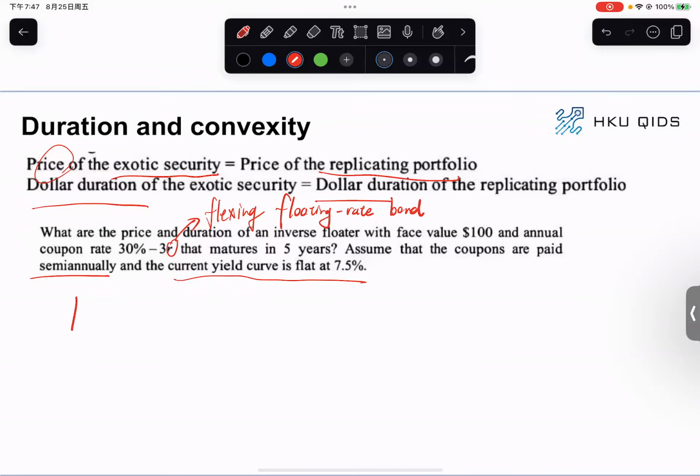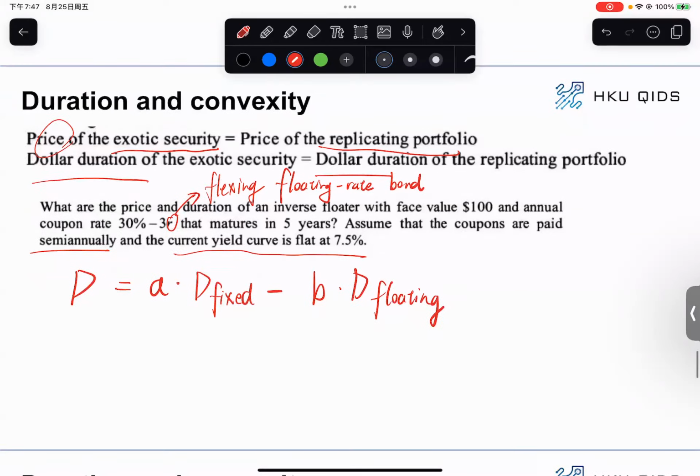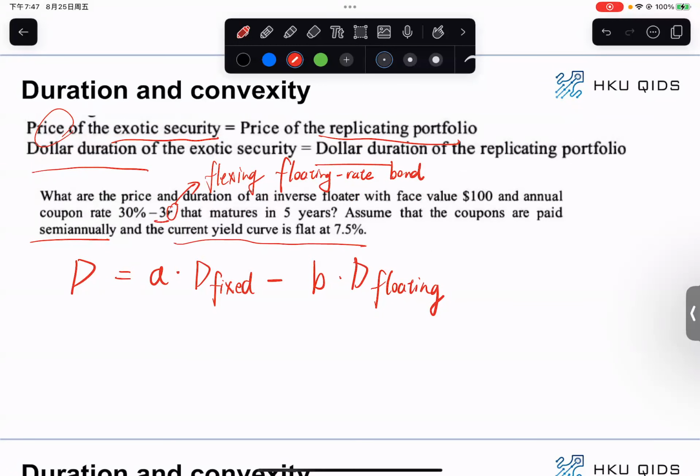So our way is basically to have this duration, okay, with some kind of A multiplied by something, B fixed, right? Minus another B part of D floating. Okay. So we have the parameter -3, right? So basically we can start from B equal to 3.